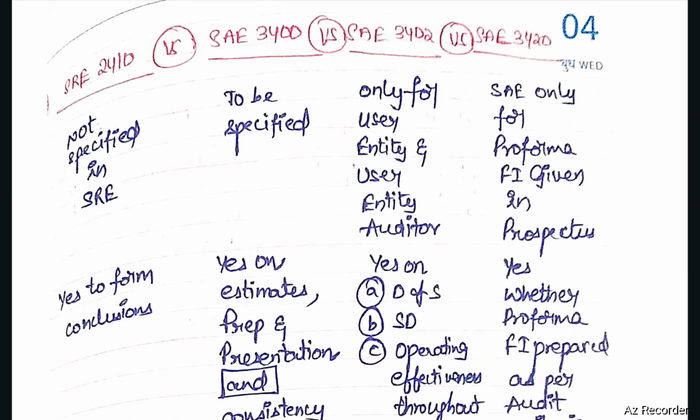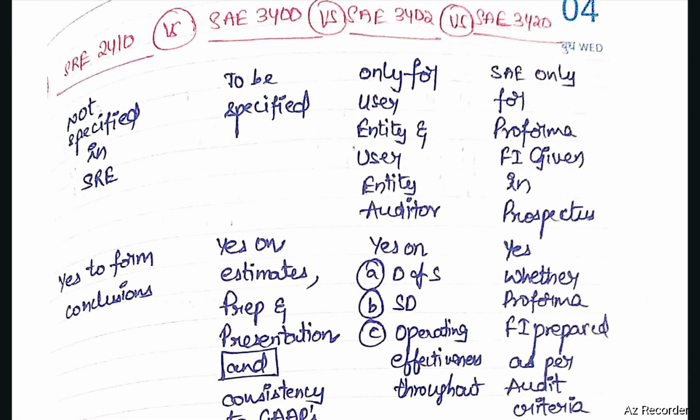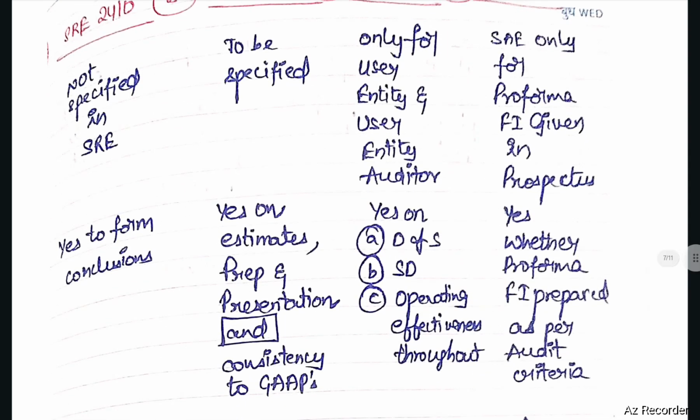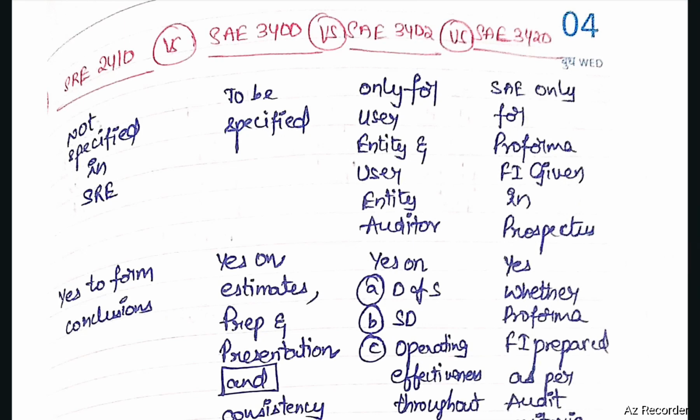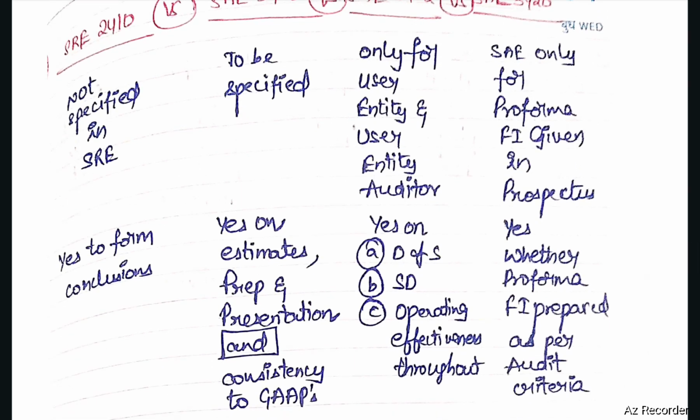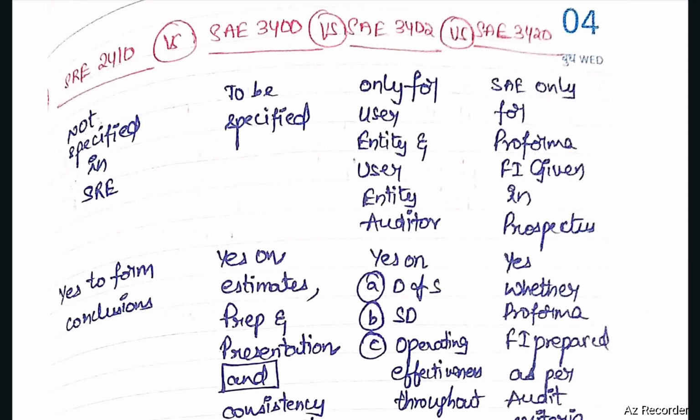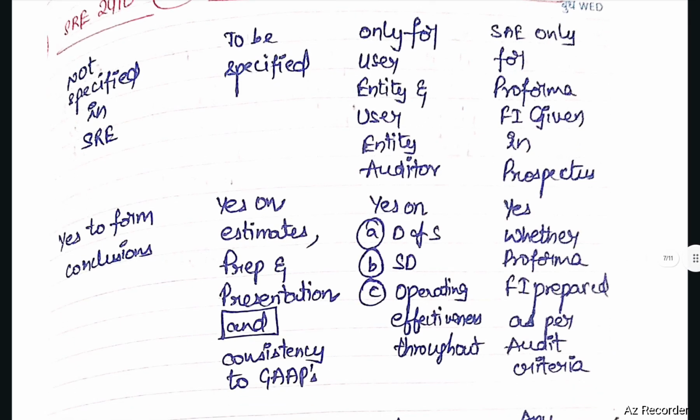As per SAE 3400, sufficient and appropriate audit evidence is required on estimates, preparation and presentation, and consistency to GAAP. As per SAE 3402, sufficient and appropriate evidence is required for checking the design of the system and suitability of the design and operating effectiveness throughout the period or not, exist or not. In case of SAE 3420, sufficient and appropriate evidence is required to check whether pro forma financial information is prepared as per applied criteria.